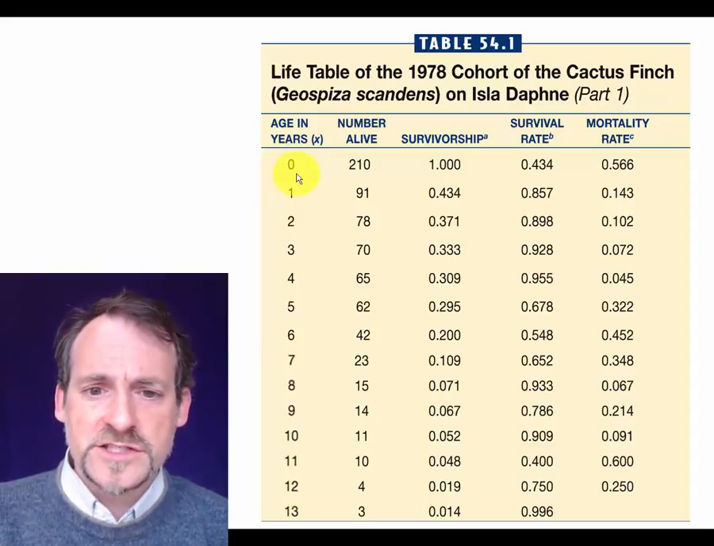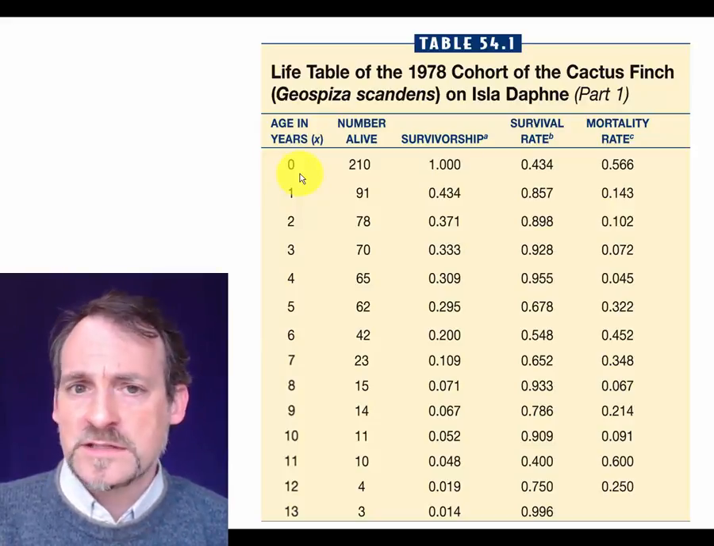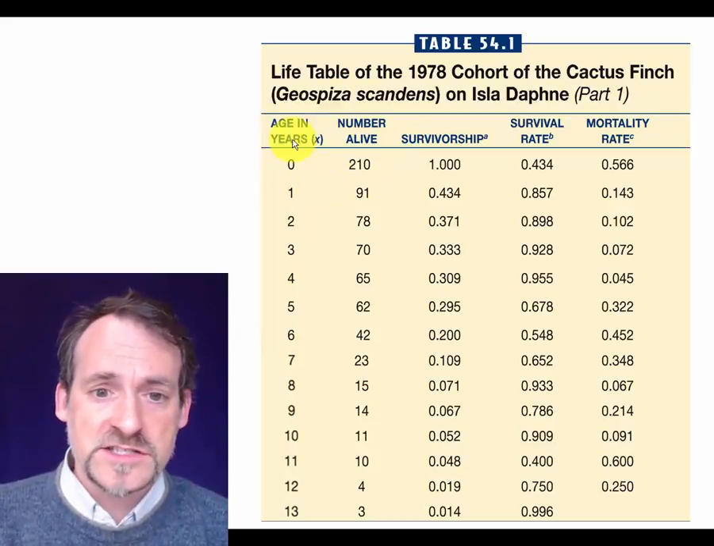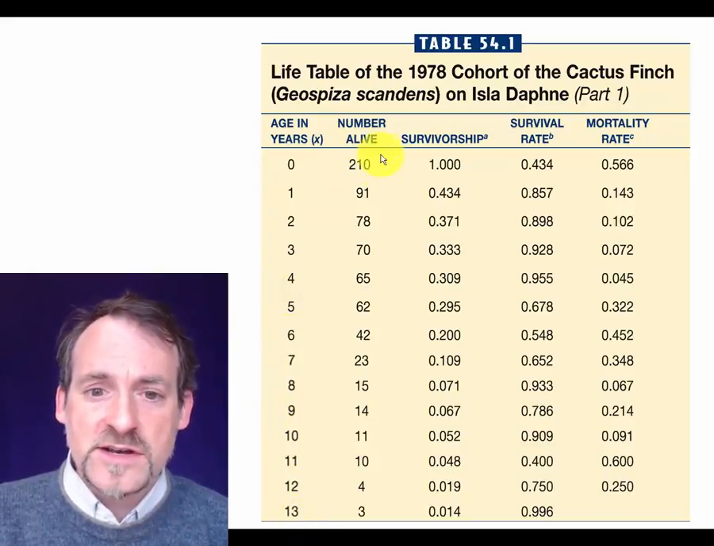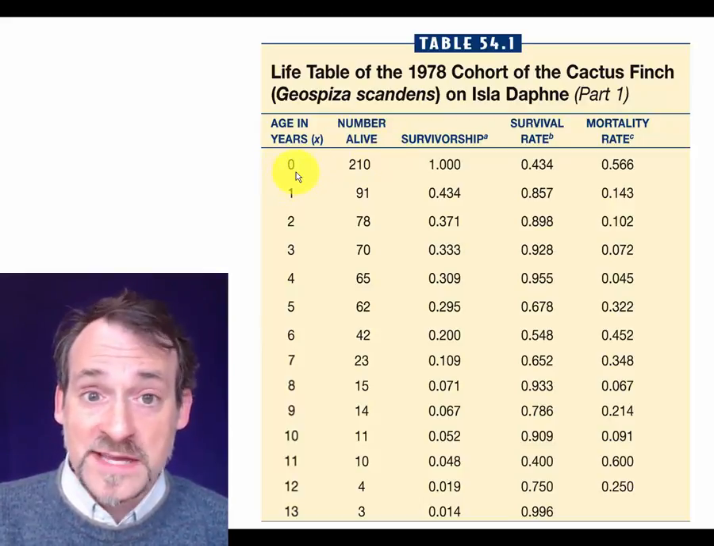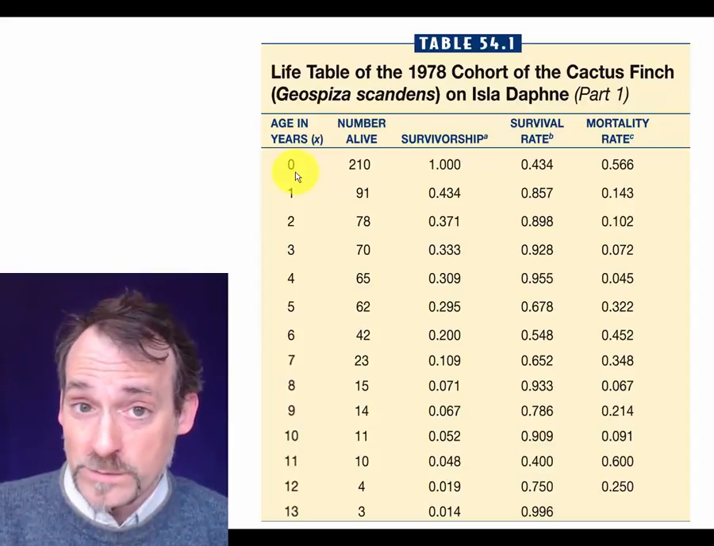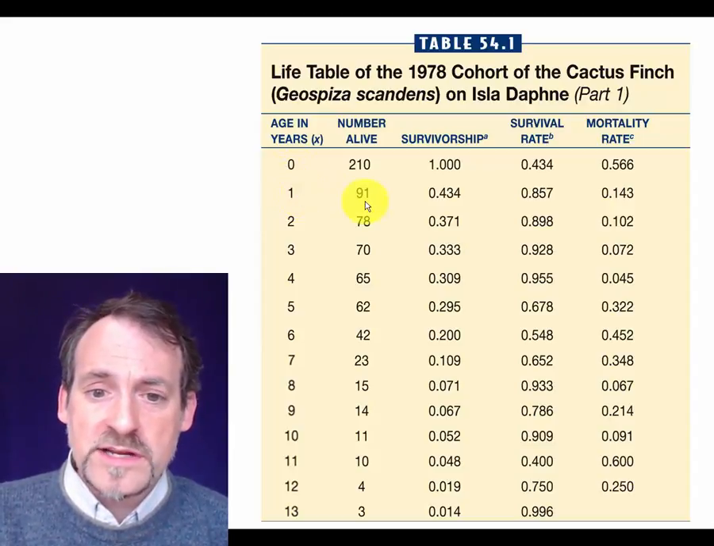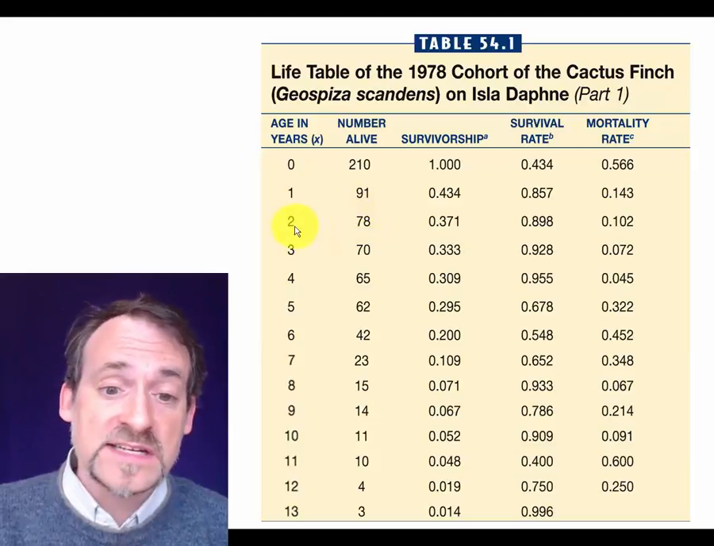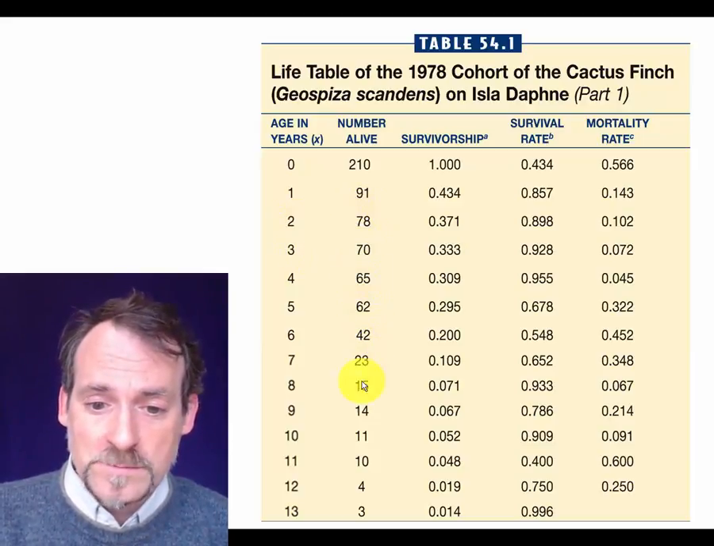The data that are shown here may be a little bit confusing to you, but the basic data that is tracked and collected by ecologists is found in these first two columns. There's the age in years, and there are a number of individuals alive. So we start with 210 finches. That's the number that hatch, that make it to the age of 0. Then what's recorded here is that 91 of those individuals make it to the age of 1. Of those 91, 78 make it to the age of 2, and so on.